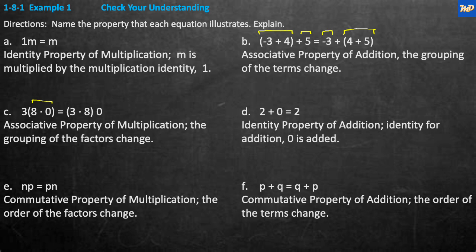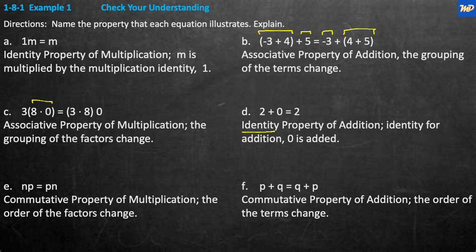So in this case, we're still doing multiplication, so it's some kind of property of multiplication. And again, we're grouping them in different groups, so we're associating them. So it's the associative property of multiplication. The grouping of the factors changed. D, 2 plus 0 equals 2. Well, in this case, we're adding, so it's a property of addition. And what is it? We're adding nothing and getting the same number back. That's the property of identity. So 2 plus 0 equals 2, the identity property, because 0 is added.